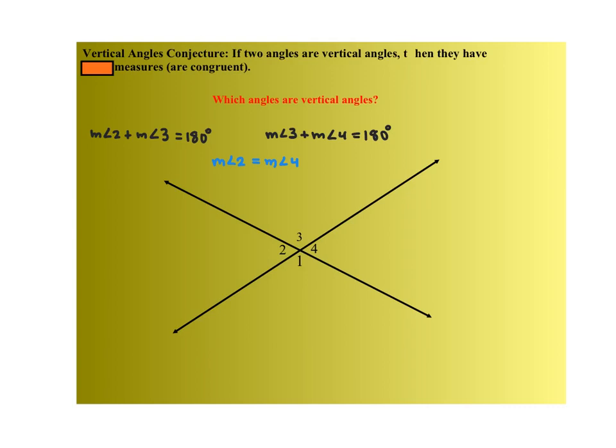This brings us to the idea of vertical angles. If two angles are vertical angles, then they have the same measure. So in this example, angle 2 and angle 4 are vertical angles. They're across this vertex from each other. Therefore, they have the same measure. Likewise, angle 3 and angle 1 are a vertical pair, or vertical angles, and therefore their measures would be the same. Let's continue with some relationships with angles.